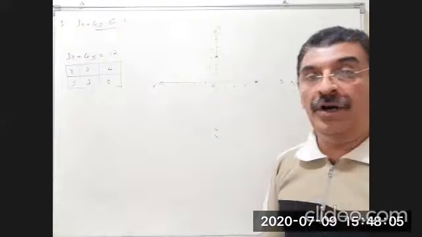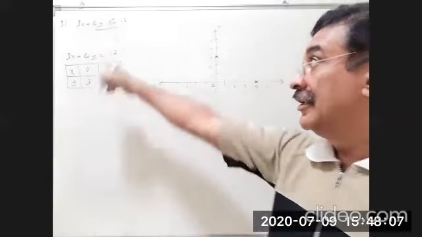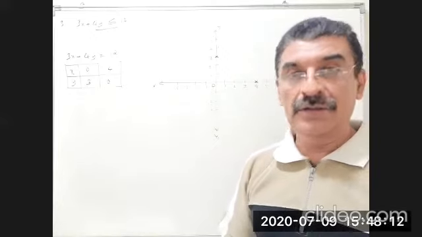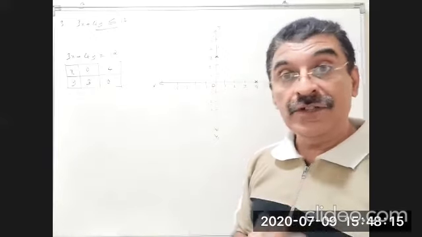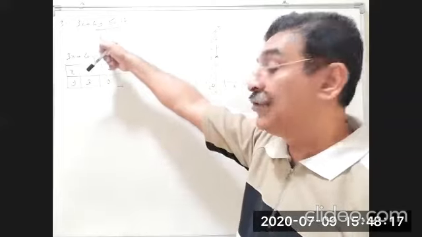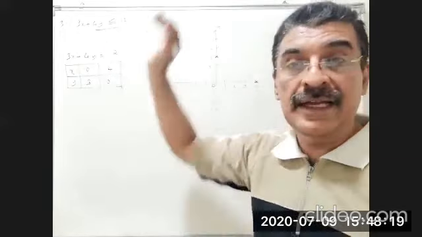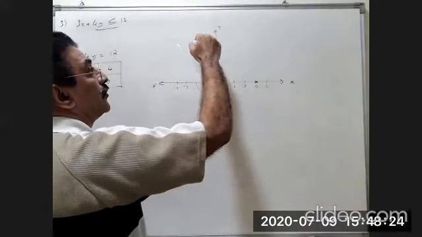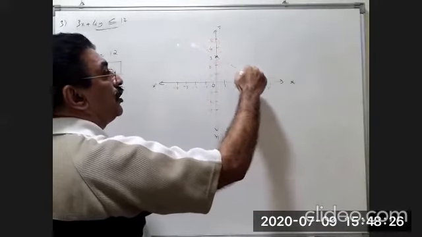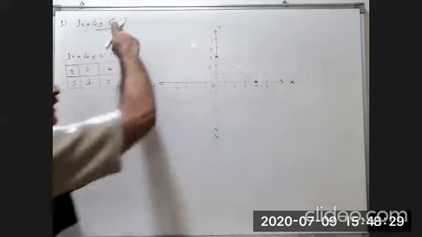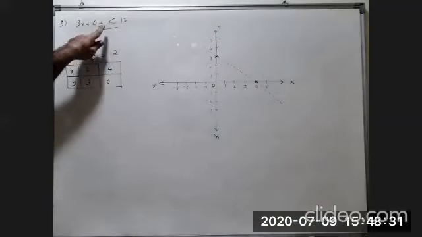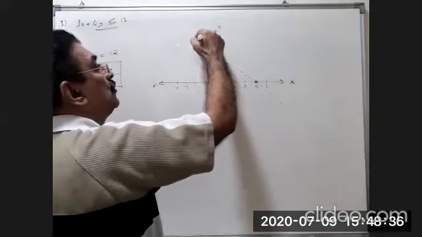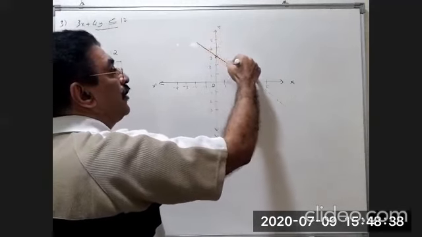After plotting the points, check whether it is a strict inequality or a slack inequality. If it is strict, like 3x plus 4y less than 12, then we draw only dotted lines. But here it is less than or equal to, so we draw a solid line.